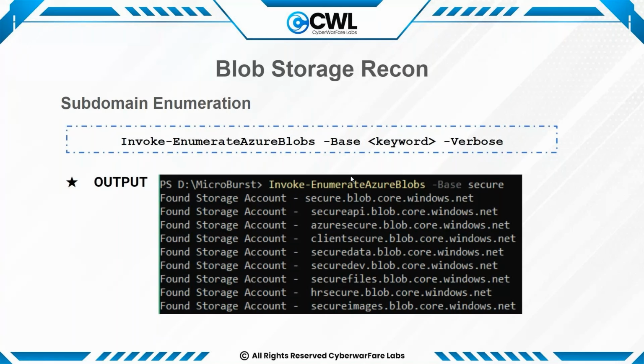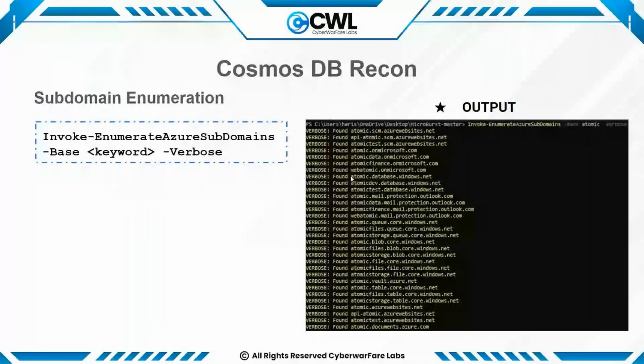Let's move on to the next service, which is Cosmos DB. We are also doing the same subdomain enumeration. You need to change the keyword here through this particular tool, the MicroBurst tool, and through the same cmdlet you can enumerate subdomains as an outsider. You don't require any credentials for it, it is unauthenticated.